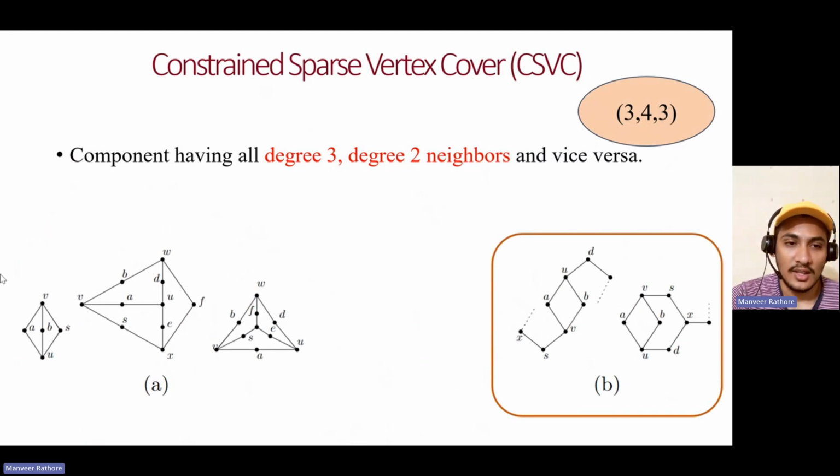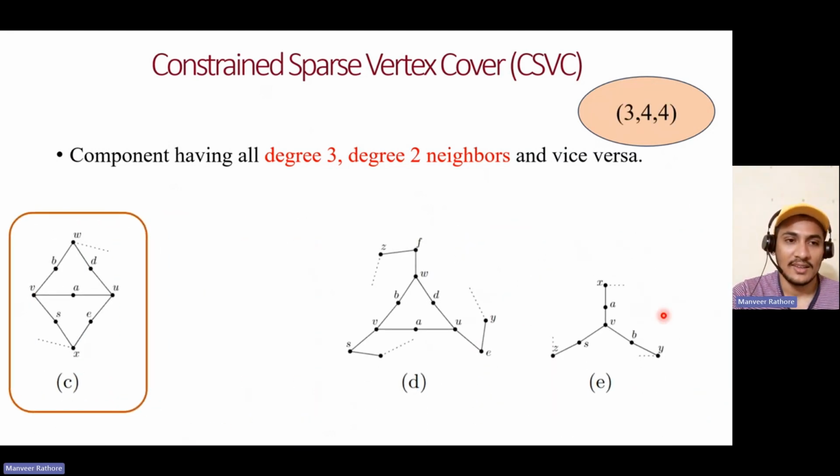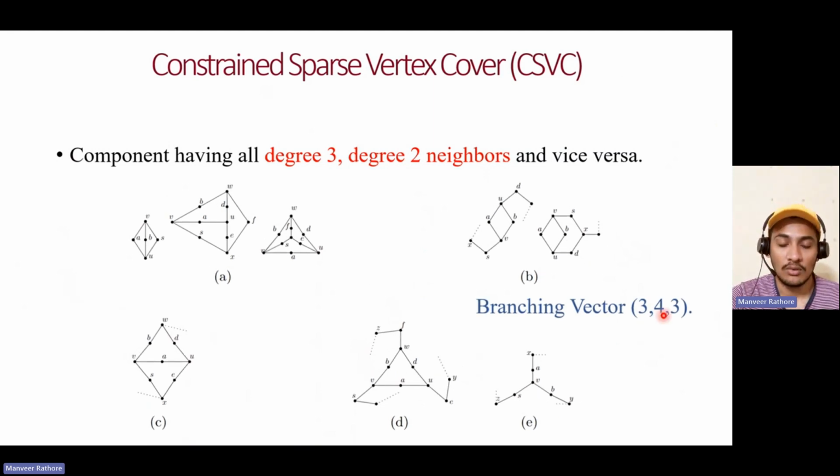Now let's look at components having all degree 3 and degree 2 neighbors and vice versa. First of all, in this A case, we know that it's of limited size, so it is polynomial time soluble. So we won't be giving any attention to that. Now let's move on to this B part. In this one, we'll branch on X and U, and it will come out to be a branching vector of 3 comma 4 comma 3. In the next case, we branch on X and W, and when they both are in the solution, the remaining graph between those two will become polynomial time soluble and will give at least two size vertex cover. So it will be 3 comma 4 comma 4. And for the D and E part, the same will apply, and the overall branching vector for this will become 3 comma 4 comma 3.